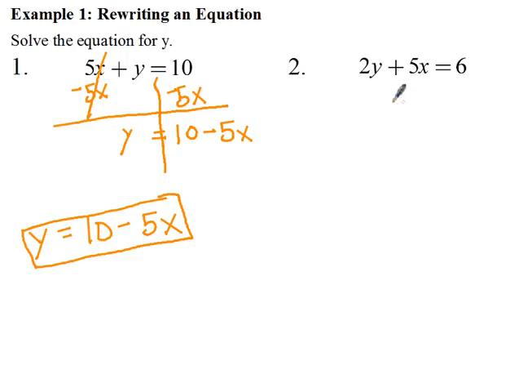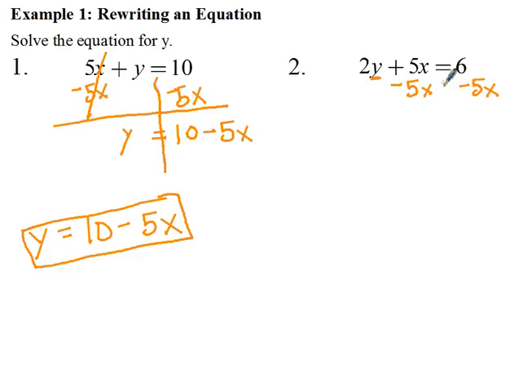Now let's try the second problem. This one is 2y plus 5x is equal to 6. Again, you're solving for y. You need y by itself, meaning you need to get rid of that plus 5x, and you also have to get rid of the 2. Again, this is plus 5x, so we're going to do the opposite. To move it to the other side, we're going to subtract 5x both sides.